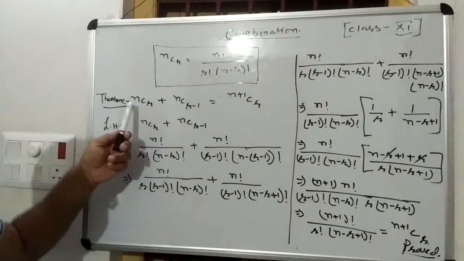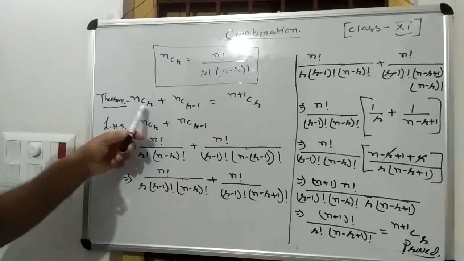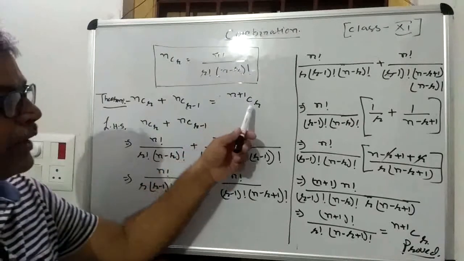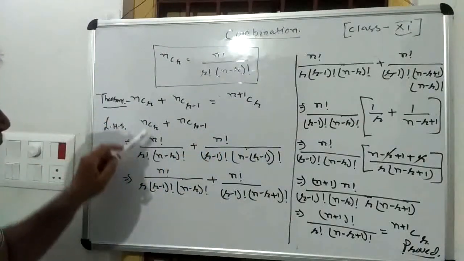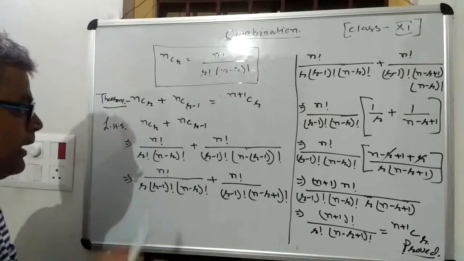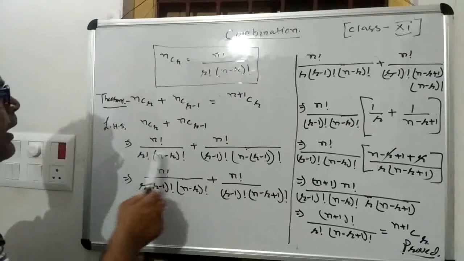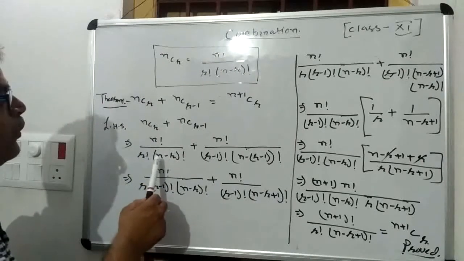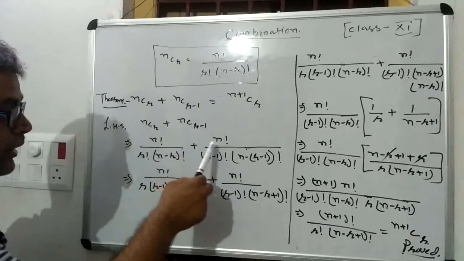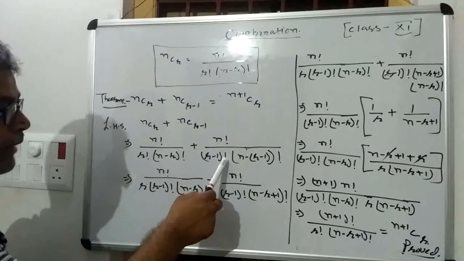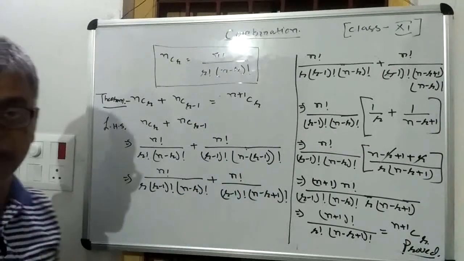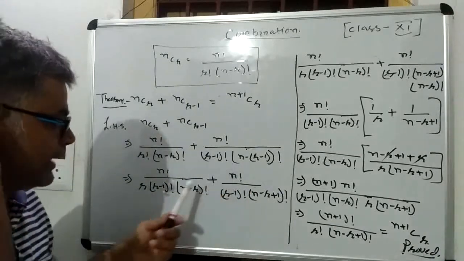This is your theorem: nCr plus nC(r minus 1) equals n plus 1 Cr. We put the formula for combination for each term. So nCr can be written in this form, factorial n by factorial r into factorial n minus r, and plus this can be written as factorial n by factorial r minus 1 into factorial n minus r plus 1, with the help of the formula of combination.